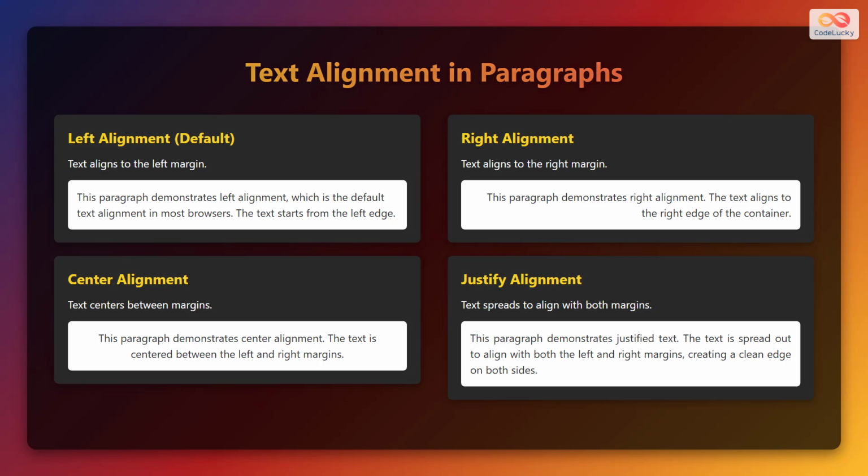Now let's look at the code. p open curly brace. text-align: left; close curly brace. .text-align-center, open curly brace. text-align: center; close curly brace. .text-align-right, open curly brace. text-align: right; close curly brace. .text-align-justify open curly brace. text-align: justify; close curly brace.